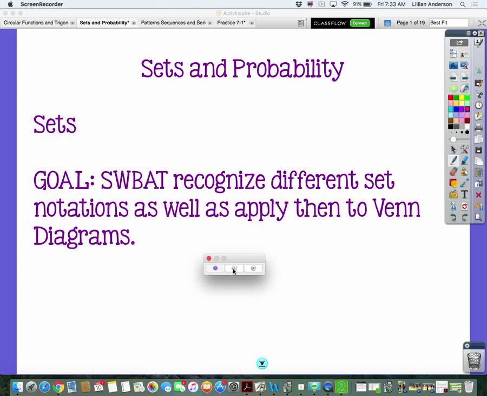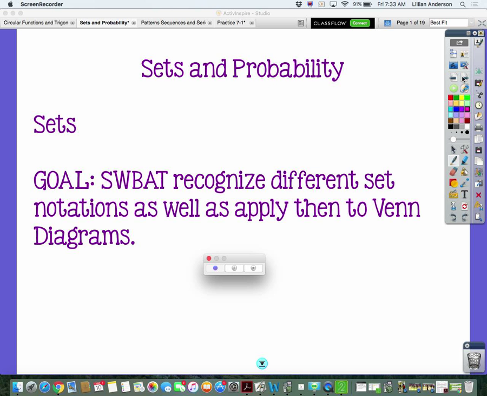All right, so today we are talking about sets. We're in a new unit, sets and probability. And so we're starting off with the whole idea around basic set theory, because you need to know these different things in order to be able to do probability when we get to it. So today you're going to be able to recognize different set notations as well as apply them to Venn diagrams.